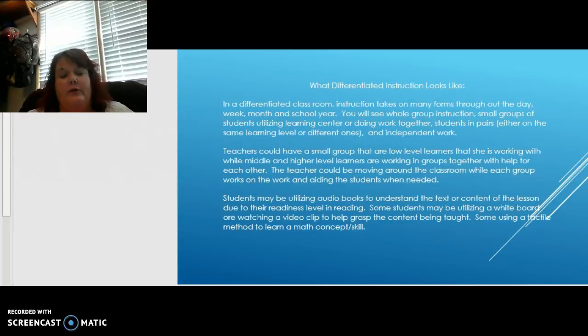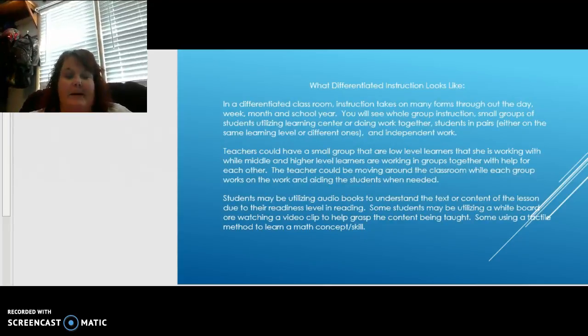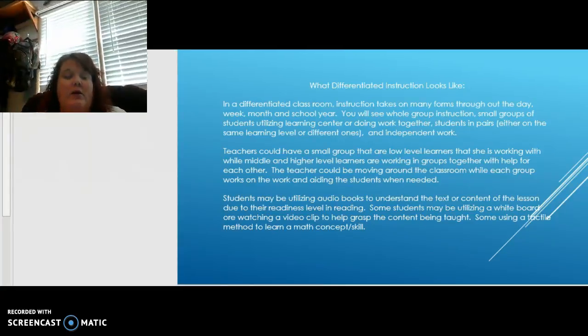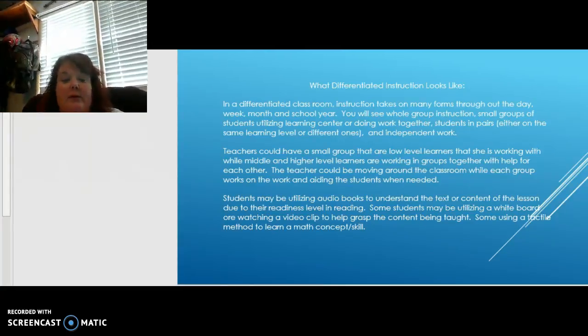What a differentiated classroom looks like. The classroom is going to take on different forms throughout the day, the week, the month, and the school year. You will see whole group instruction, small group instruction, utilizing centers, doing work together, students in pairs, either, like I said, same learning or different learning levels, and independent working.